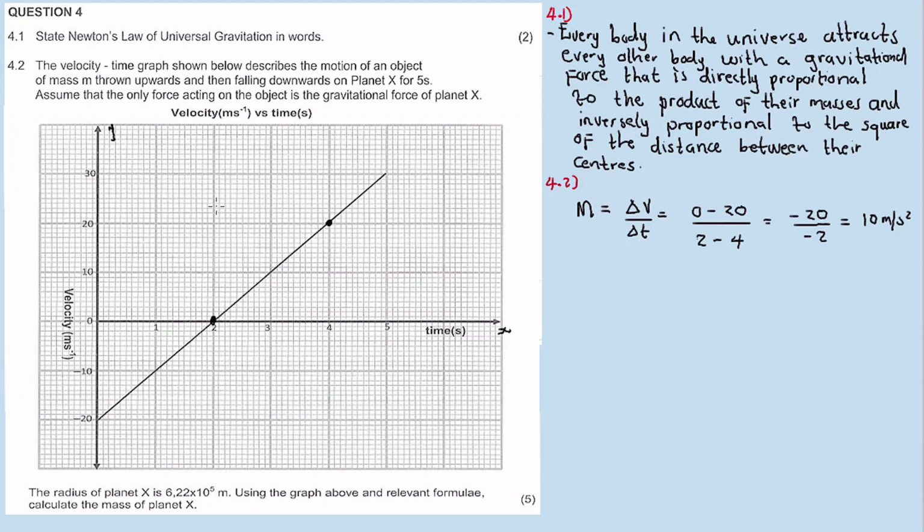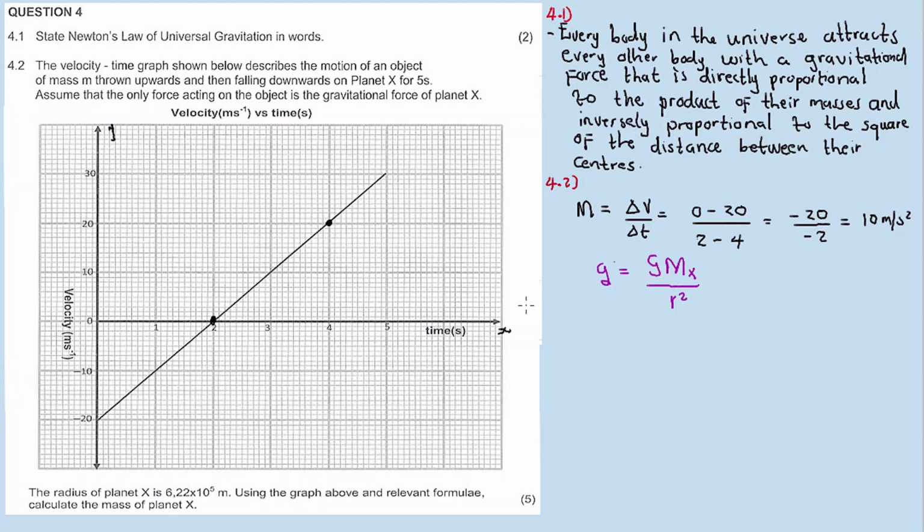On planet Earth, we know that our gravitational acceleration is 9.8 meters per second squared. So here it's 10, if I round it off. So this gravitational acceleration is close to our gravitational acceleration. It might happen to be planet Earth, but we don't know for sure. But anyway, there's a formula for calculating the gravitational acceleration for any planet.